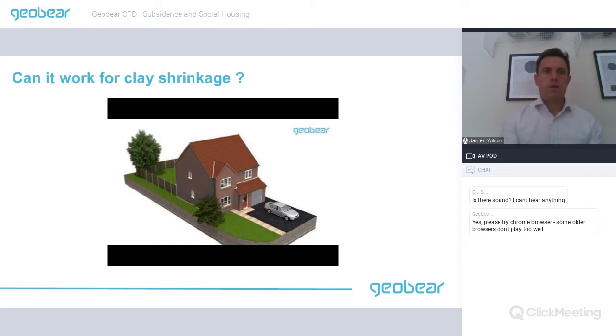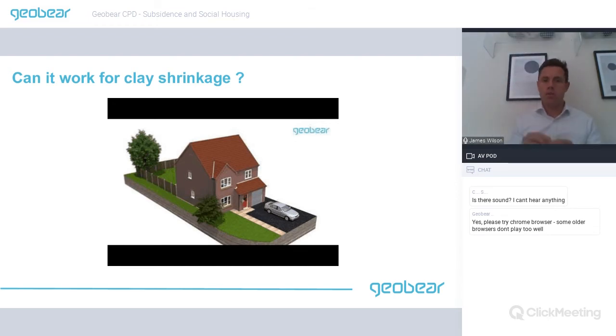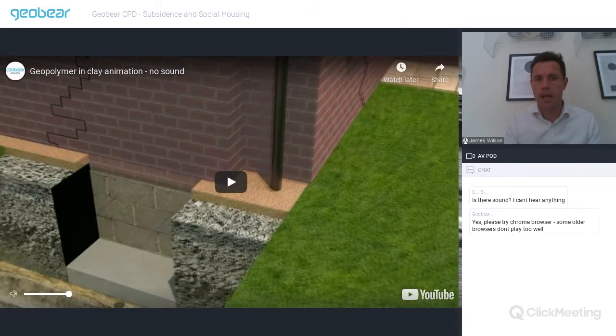So the big question about clay. I've gone through the easier bit to understand, which is how it works in granular soil: filling in those little voids, those little gaps in the granular soil, expanding out and increasing the strength of the soil. But clay shrinkage is the much bigger issue that, certainly in the UK anyway, housing companies face.